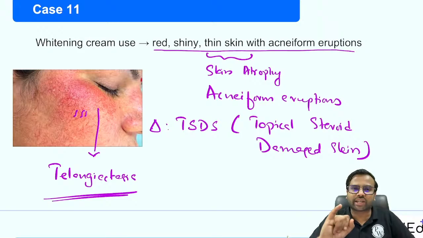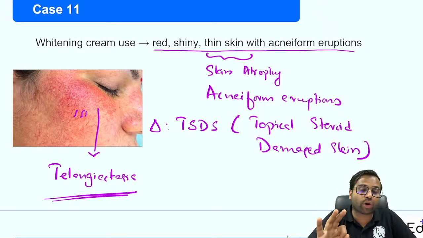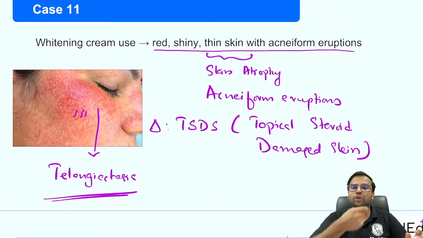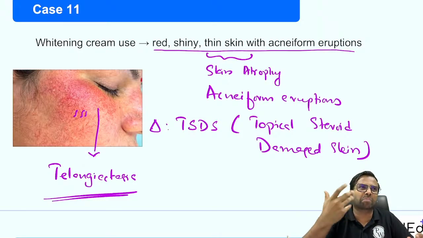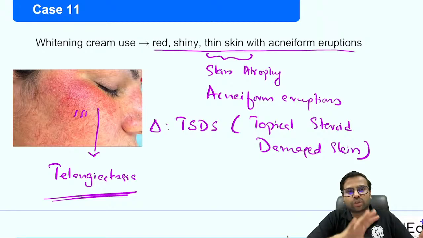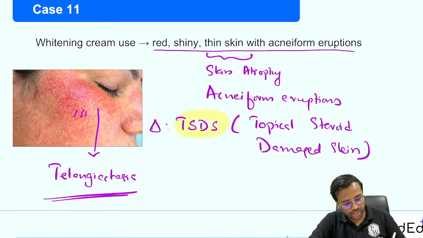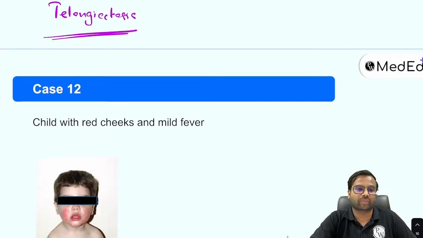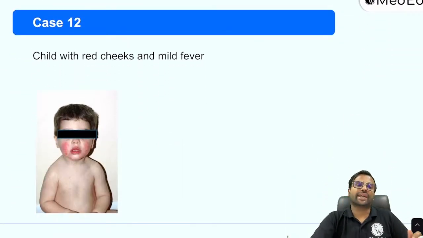So this telangiectasia, skin atrophy, acneiform eruptions, all these things are going to be a long-term side effect of steroid creams. Okay, steroid creams. It can also cause perioral dermatitis. It can cause some burning and sensitivity. All those things are considered to be side effects of a steroid. And here the diagnosis is TSDS, that is topical steroid damaged skin. So now let's see the next one.